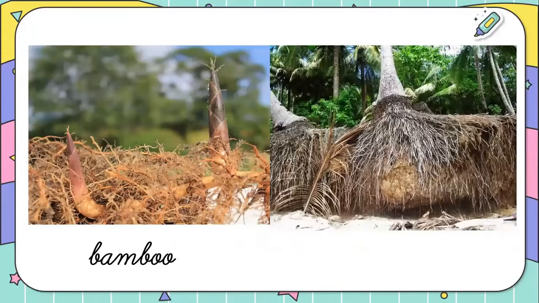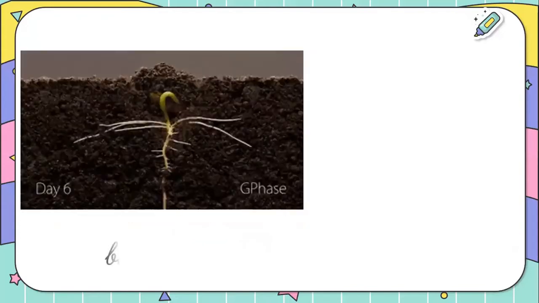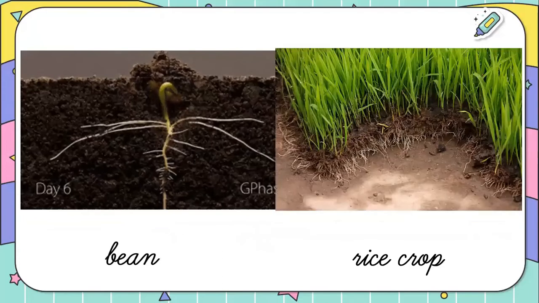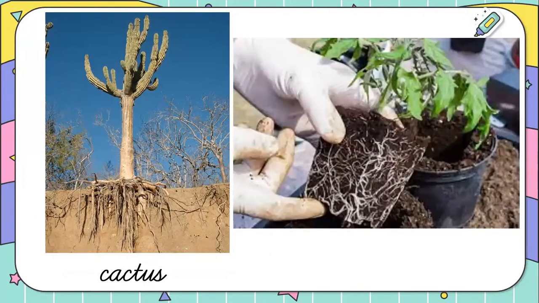We have bamboo, palm tree, bean, rice crop, cactus, and tomato plant.